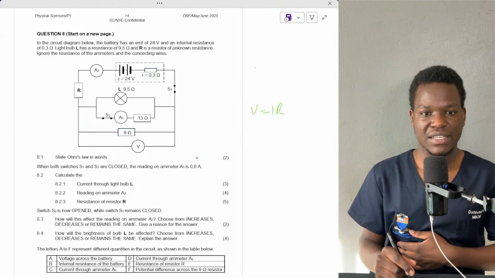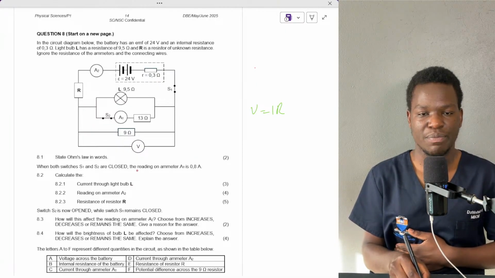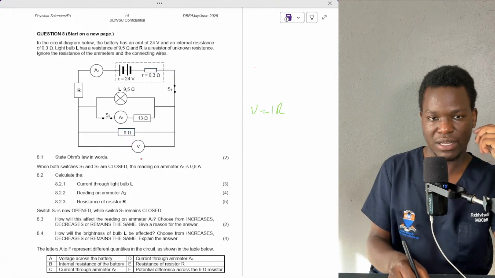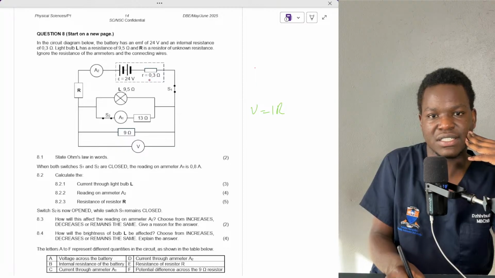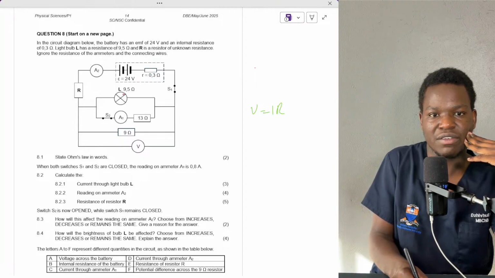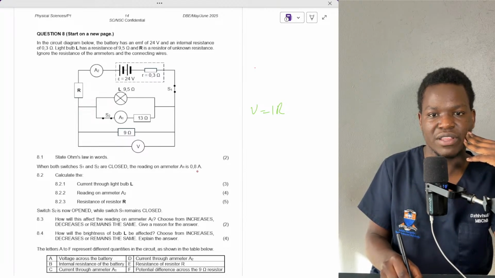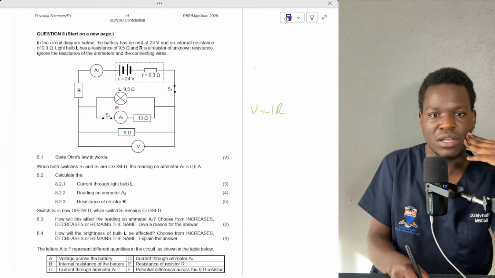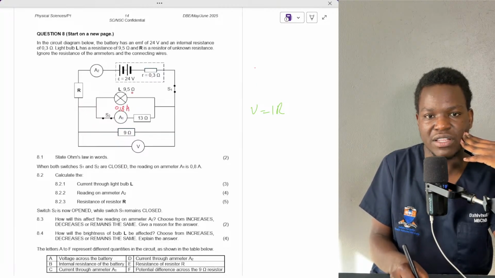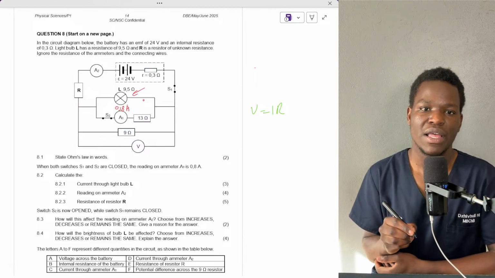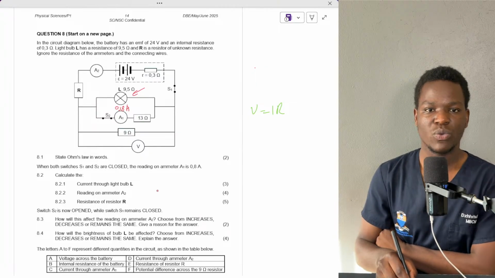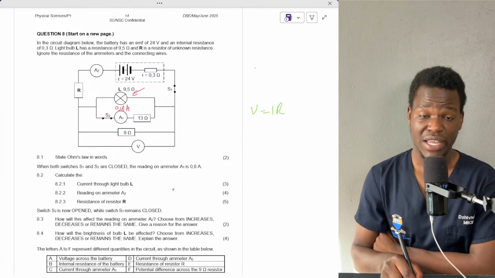And then it says calculate the current through the bulb L. So you must check what you are given here. We're given this internal resistance, and also we are given this 9.5. What else? We are also given the ammeter reading, 0.8. So we are not given this, but we are looking to find the current through bulb L. So now we have to know how we can use the information that we're given in order to come up with the answer.